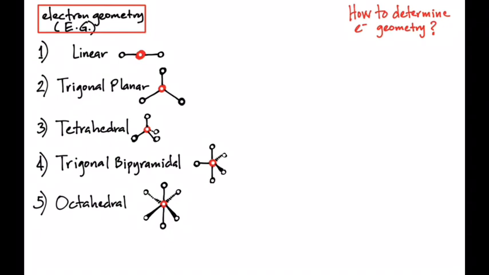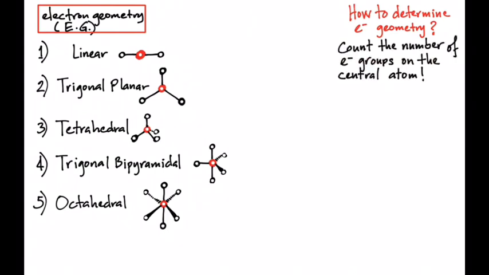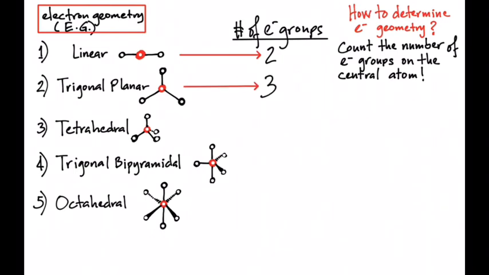So for linear, if the central atom has 2 electron groups, then you know that it's going to be a linear molecule. If you have a molecule with 3 electron groups, then you know automatically that it's going to be trigonal planar. A molecule with 4 electron groups will automatically be a tetrahedral molecule, or a molecule with a tetrahedral electron geometry. A molecule with 5 electron groups would automatically have trigonal bipyramidal electron geometry. And with 6 electron groups, it would be octahedral.